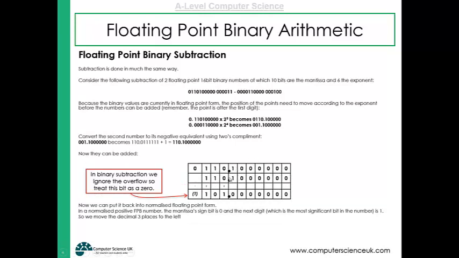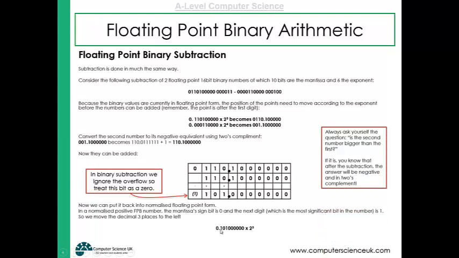So we line them up, make sure the decimals are in the right positions, one under each other. And we do our addition, and this is the answer that we get. Now ignore the overflow. Okay, we can treat that as a 0. So to put this back into normalized floating point form, we need to remember to move the decimal point so that it's just after that 0, or just before the most significant bit. So we move it 1, 2, 3 places to the left.